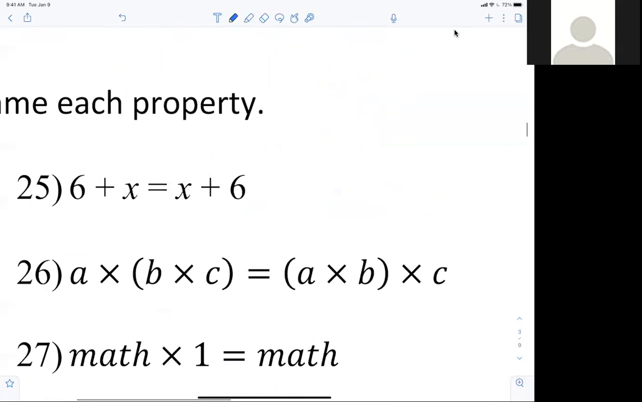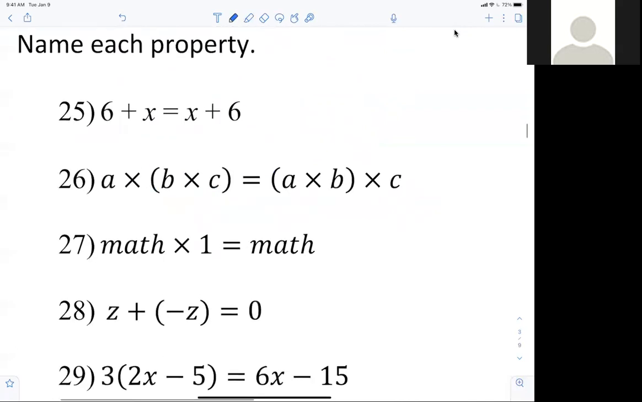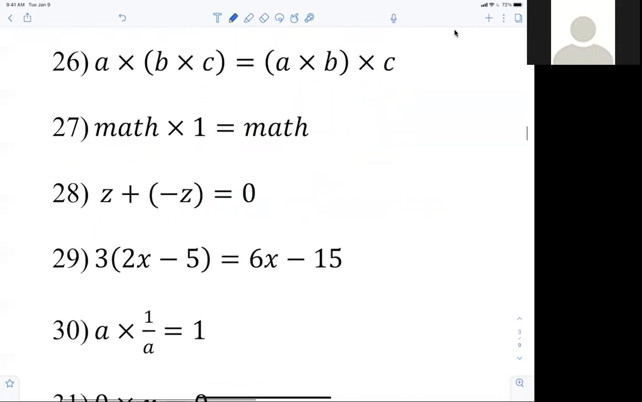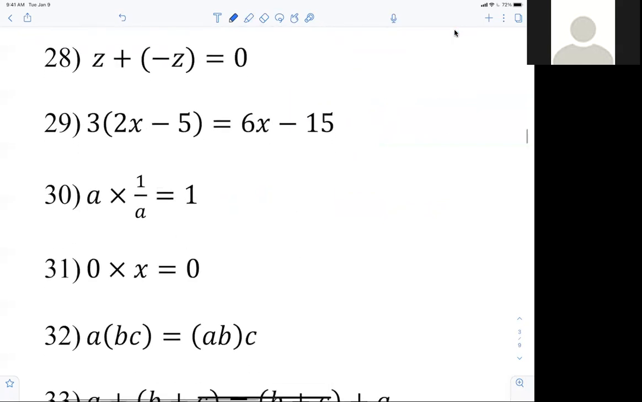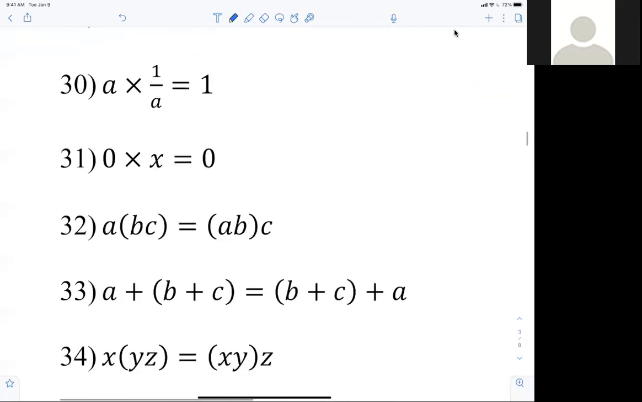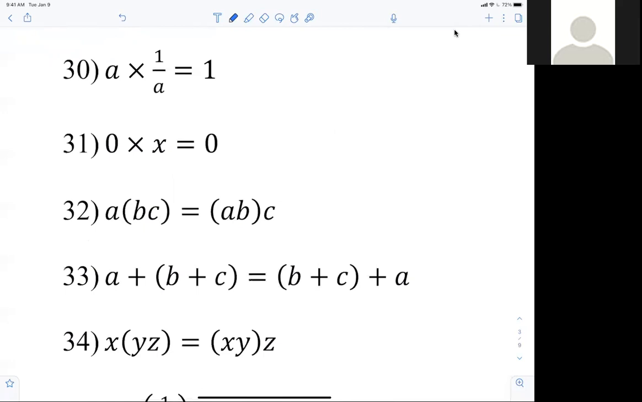Oh, yeah. 25. Thank you for that. What do we got? Good. All right. Evan, you got 27. You are good, buddy. Thank you. Identity and then multiplication. All right, Luca. So distribute this. Thank you, sir. And then 31. Yes, zero property.